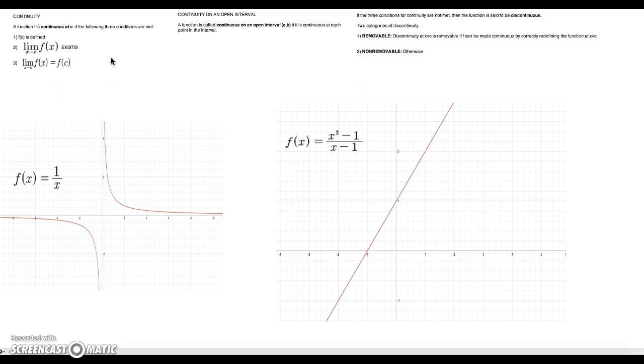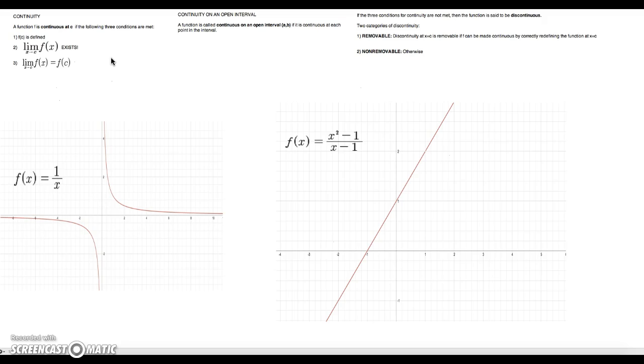The second condition is that the limit of f of x as x goes to c exists. And the third one is that the limit has to be f of c, which is very closely related to the first condition. So f of c is right away an alarm that should tell you if it's continuous or discontinuous. Now we just spoke about continuity at a point.